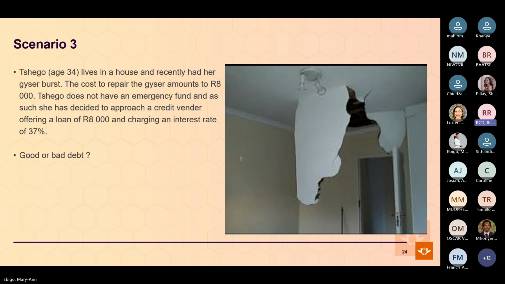Tomato says it's a good debt. Herbert says it's a bad debt. Nora says it's a bad debt. Precious says it's a bad debt. Okay, so this one is meant to elicit some discussion. So the people who are saying bad debt, can you give a reason? And the person who said good, can you also give a reason?